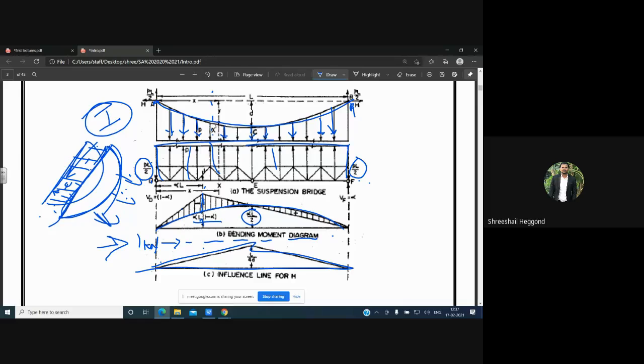Therefore, it is necessary to have a stiffening girder in the structures or in the cables.